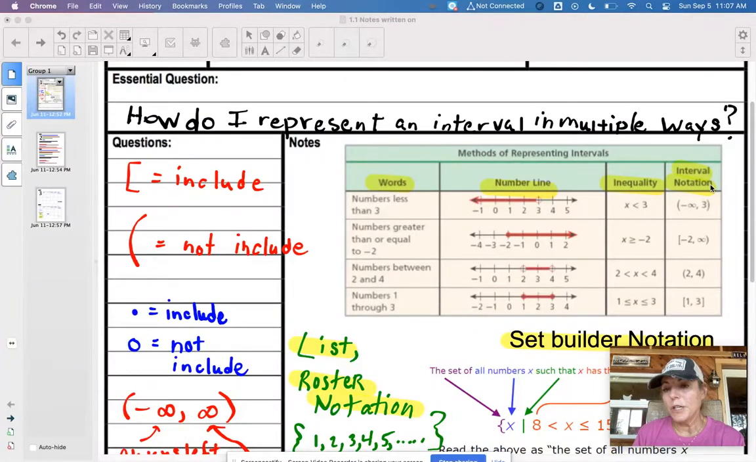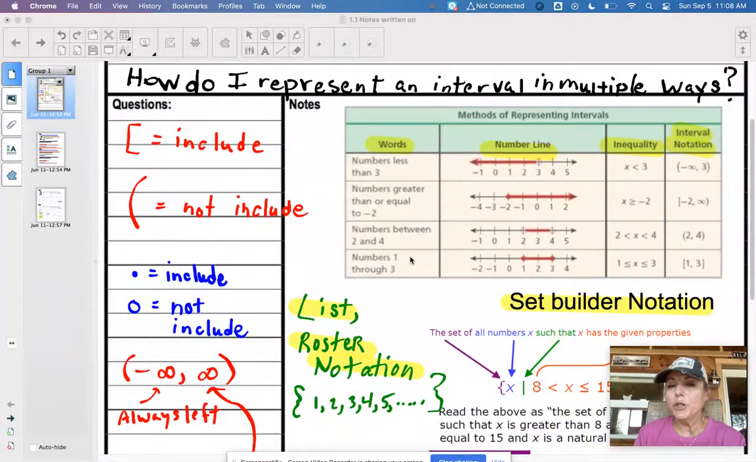Writing that in interval notation, because the arrow is pointing to the left forever, negative infinity is on the left and 3 is on the right. Notice there's a parenthesis on both sides because you're not including either endpoint. Numbers greater than or equal to negative 2. Greater than or equal is a closed circle with the arrow pointing to the right. Again, in inequality notation, the variable's on the left, greater than or equal to.